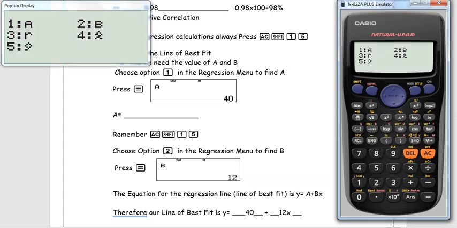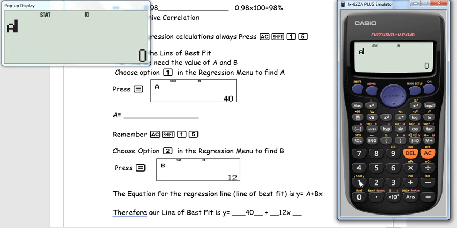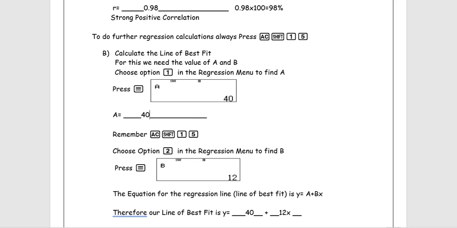Very, very simply, I turn to my calculator and I say, okay, I want to work out my A value, option number 1. And all you are going to do from there is press equals. So quite simply, if we put this together, what is my A value? My A is going to be 40. Let's have a look now, because that is our A value. So we've got y equals 40 plus bx.